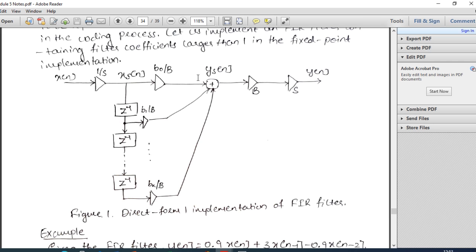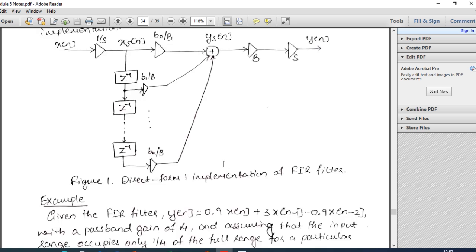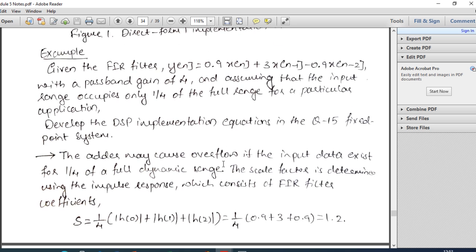But we need the actual output data. So to get the actual output data, we again scale up this y of n using the same scaling factors b and s. After that, we can obtain the original information. The scaling factors are used just to prevent overflow and keep the input, coefficients and output within the Q format. So let us take one example here.